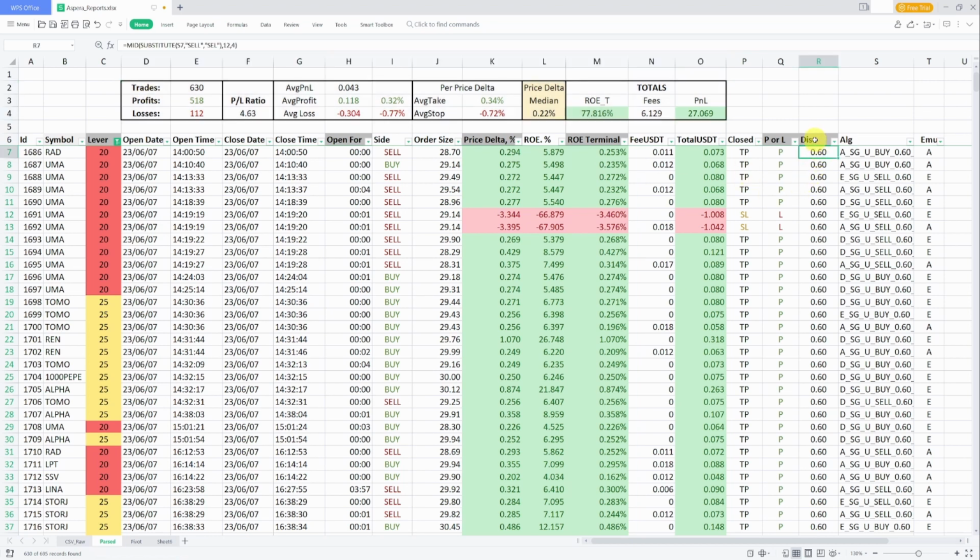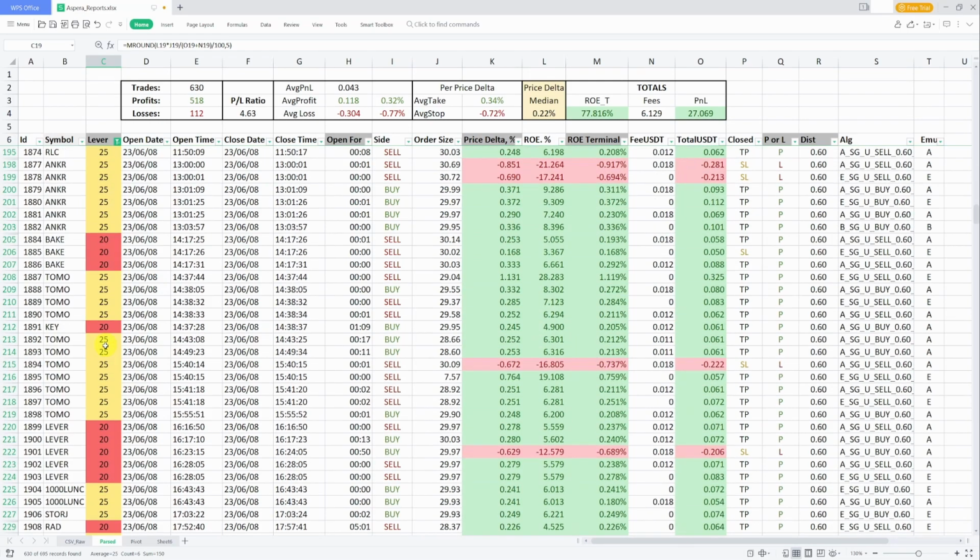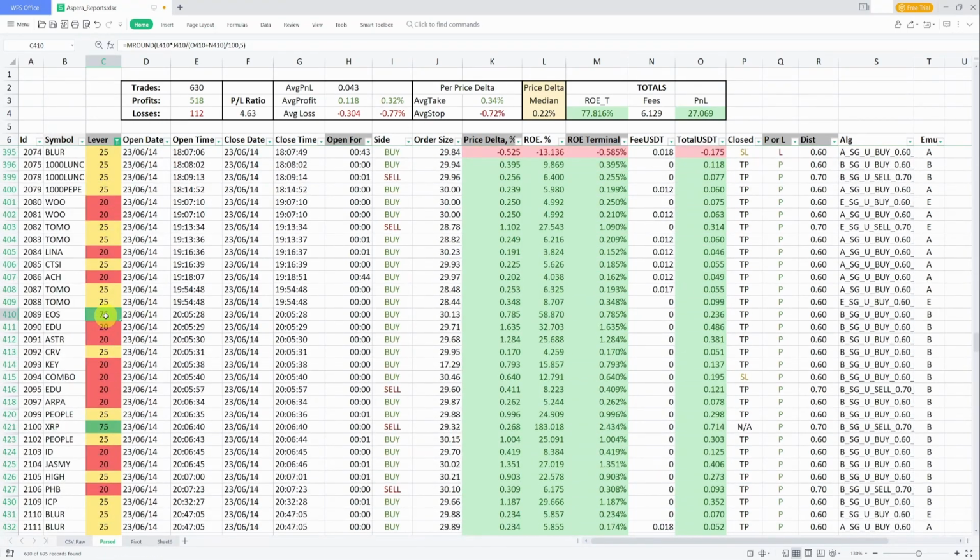But for now, the last additional column is the distance, and I'm simply extracting it with the formula from the algorithm name. Looks like this. And I guess that's about it for the updates that I've made to the columns. Well, actually here in leverage, I've color-coded them red for lowest leverage, yellow for mid-level leverage, and then green for higher leverage. Right here. But this video has been long enough already.